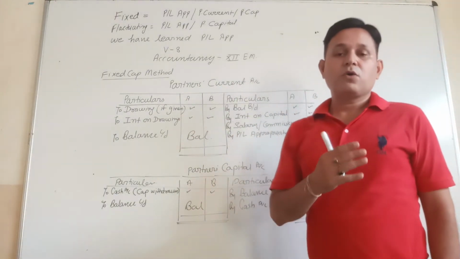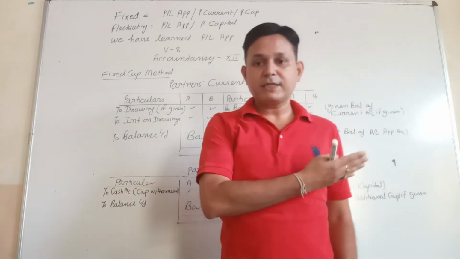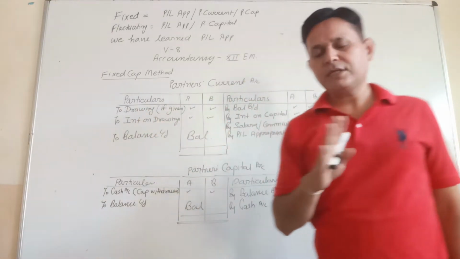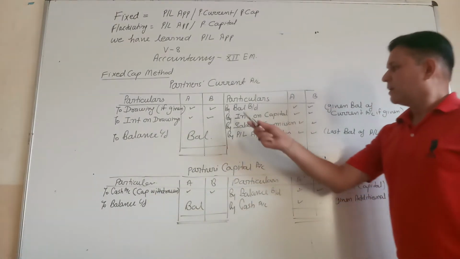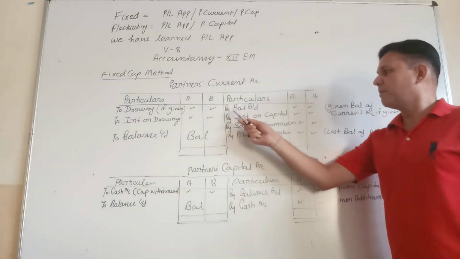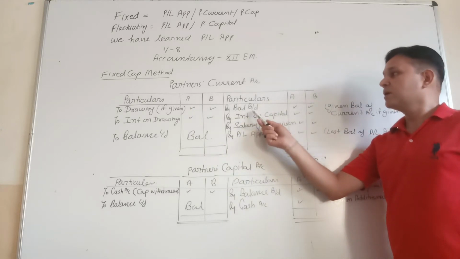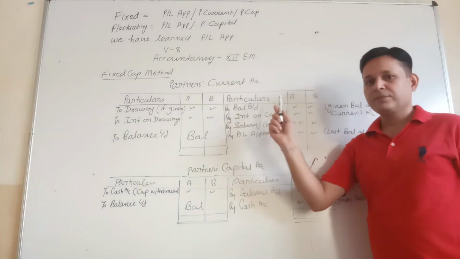Now we have to learn what things we have to write on the credit side of this account and what things we have to write on the debit side of this account. It's a very simple format. Number one, first of all, write here balance b/d. Balance b/d means this is your current account balance.